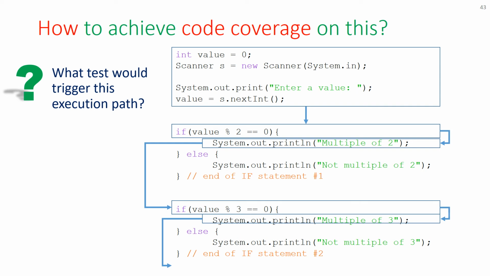So for this to trigger, this has to be true. My value needs to be a multiple of 2. Give me a multiple of 2. 6. Okay. Now, what about this? For this part to trigger, I need that same value to be also a multiple of 3. So you gave me 6.